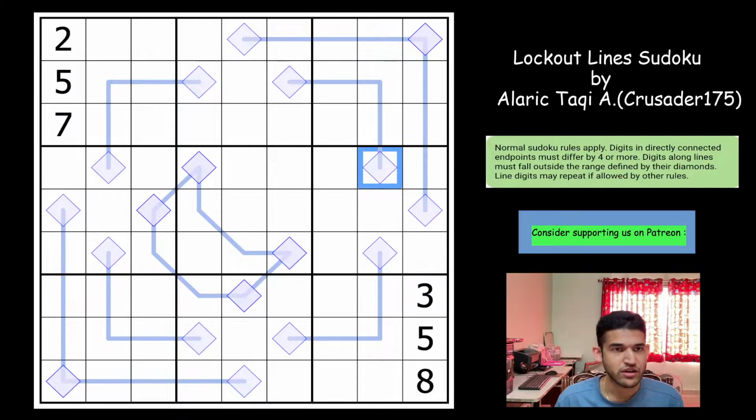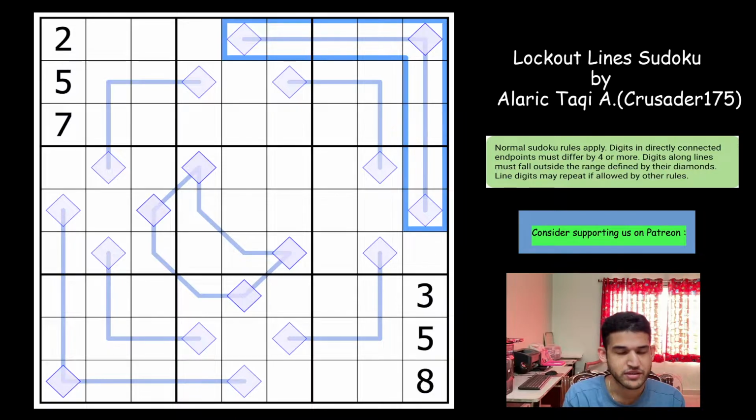This is a live solve. Let's see how it goes. The first thing I'm seeing is these L-shaped diamonds at the corners of the grid. Let's see if that is giving something.